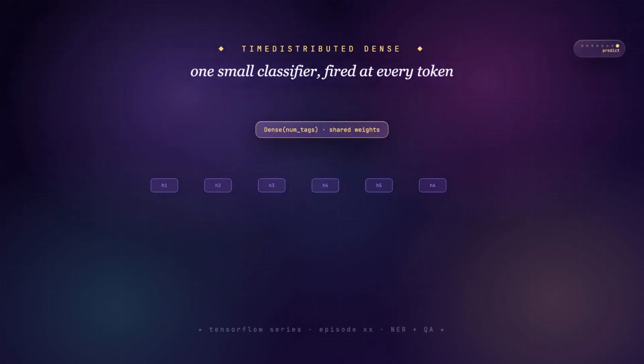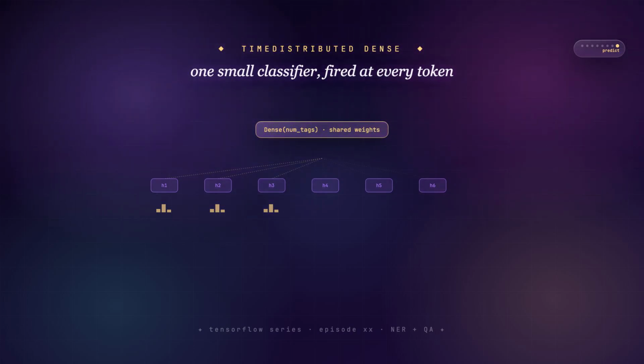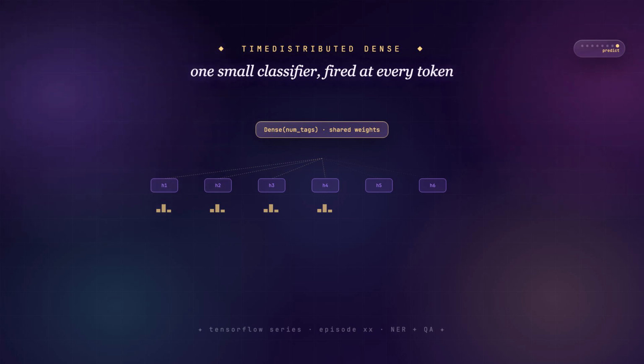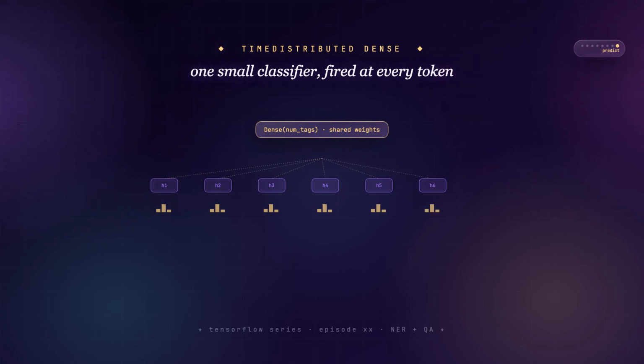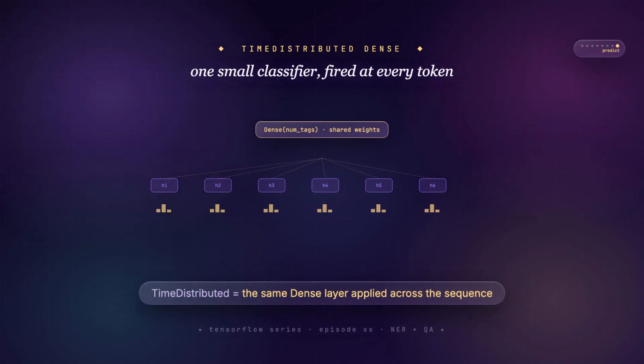Here's the elegant part. We already have an encoder that turns each token into a vector. To classify every one of those vectors, we don't build a network per position. We build one small classifier, a dense layer, and apply it at every single position. Keras has a wrapper for exactly this, TimeDistributed. One classifier applied across the whole sequence, sharing the same weights everywhere.